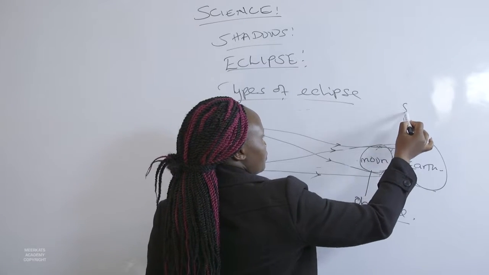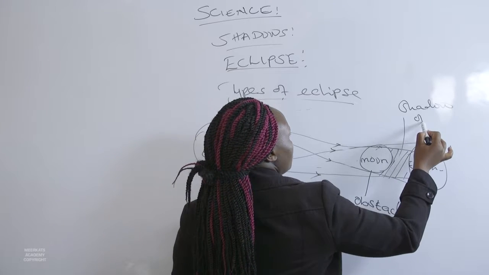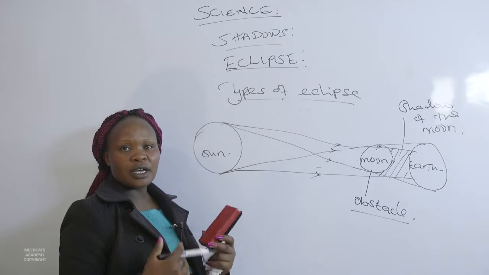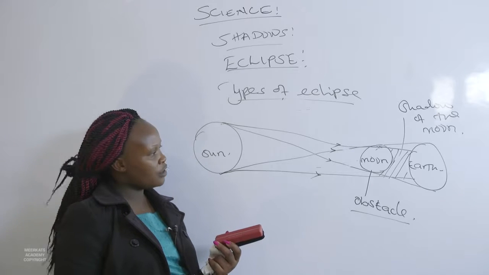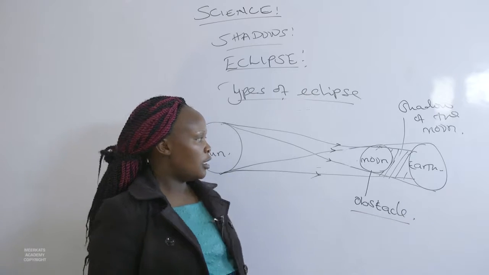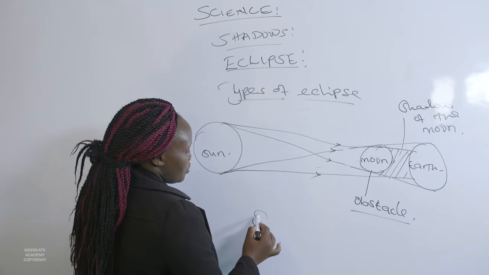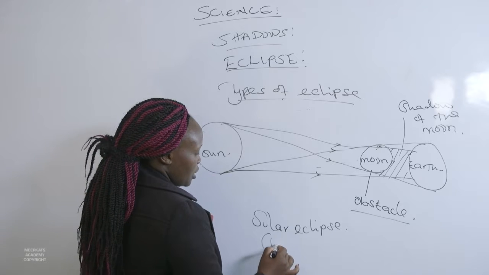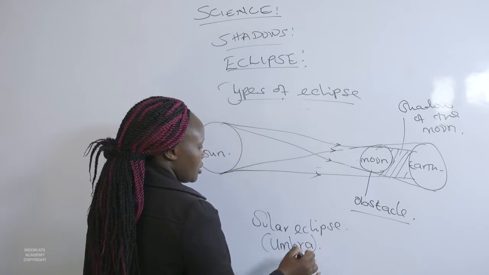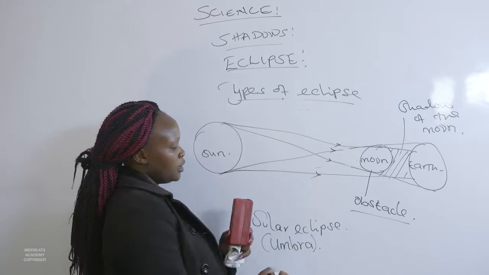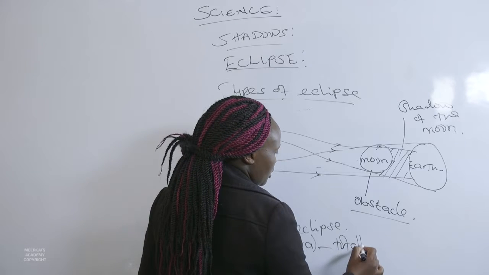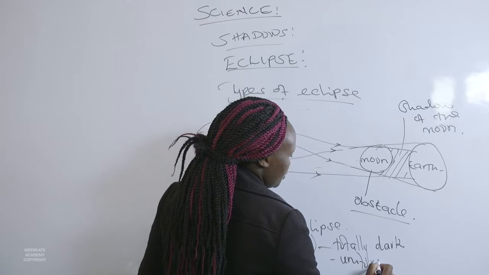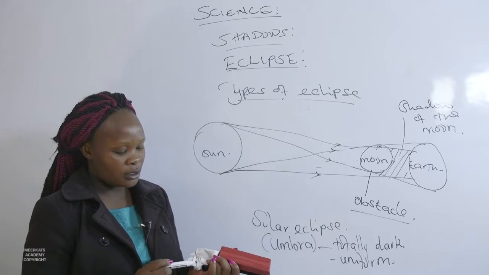This is the shadow of the moon. And this one is to mean that there is some part of the earth that is actually not seen when you observe it from the surface of the earth. This one is an example of solar eclipse. Remember that the shadow is actually an umbra, meaning that it is actually totally dark, and it's also uniform, totally dark as well as uniform.